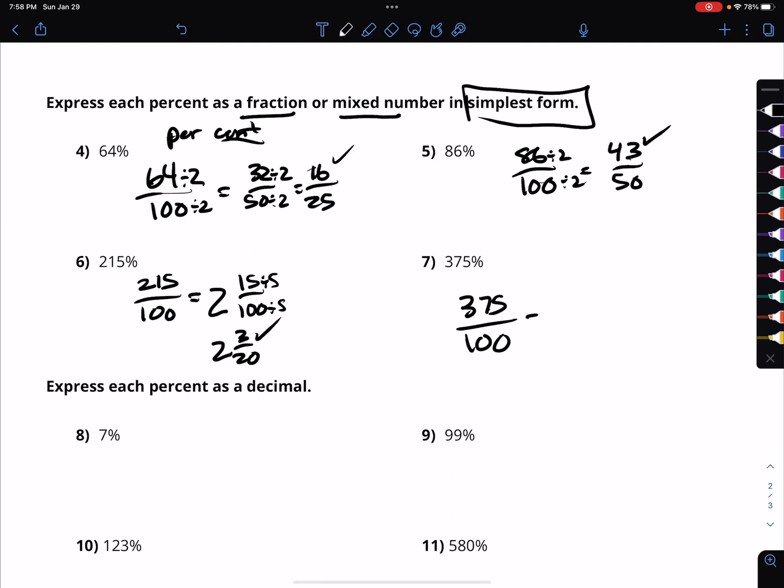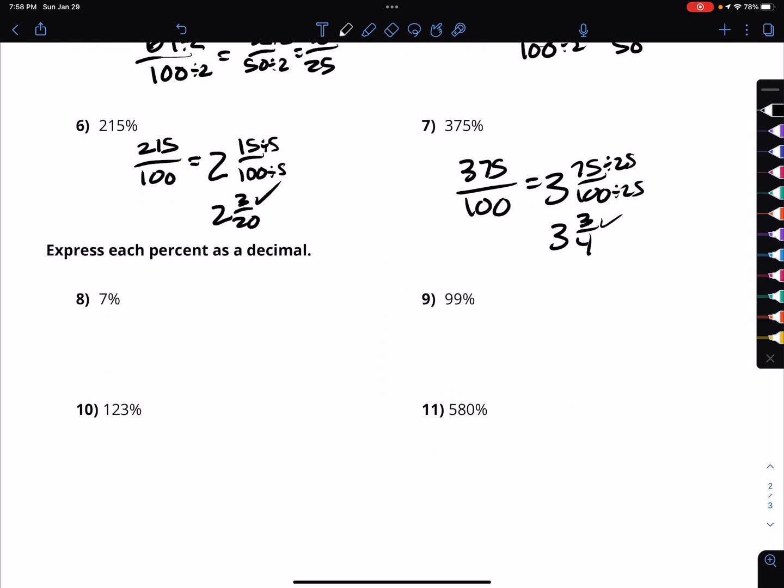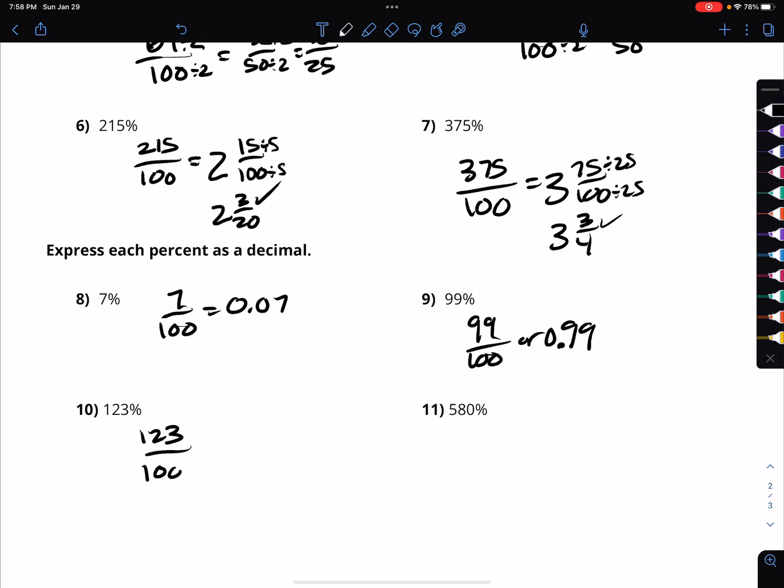375 hundredths is 3 and 75 hundredths. Divide by 25. And 3 and 3/4. Boom. Express each percent as a decimal. This is 7 hundredths. 99 hundredths. That ends in the hundredths place. 123 hundredths, or 1 and 23 hundredths. 580 hundredths, or 5 and 80 hundredths.